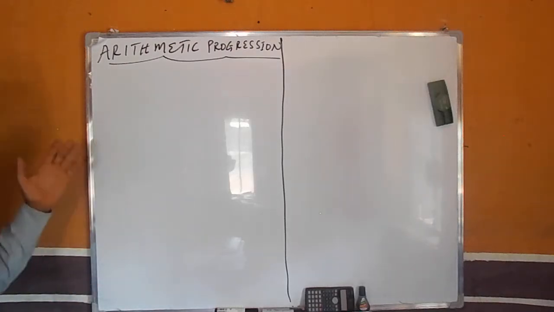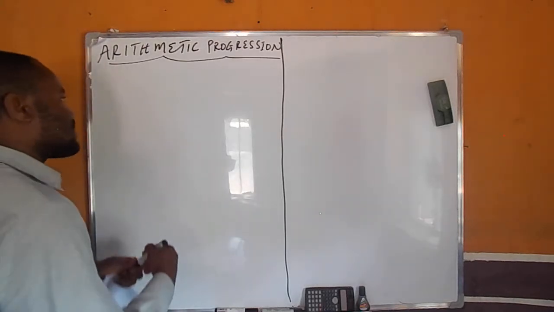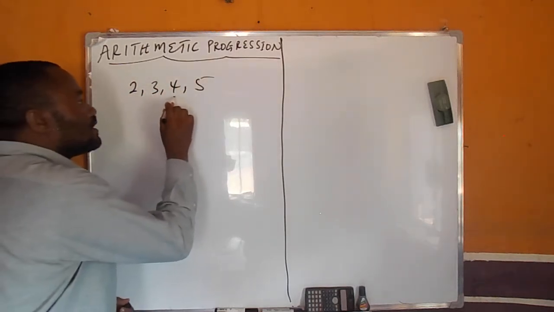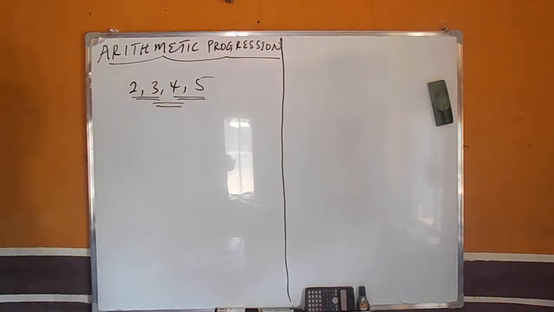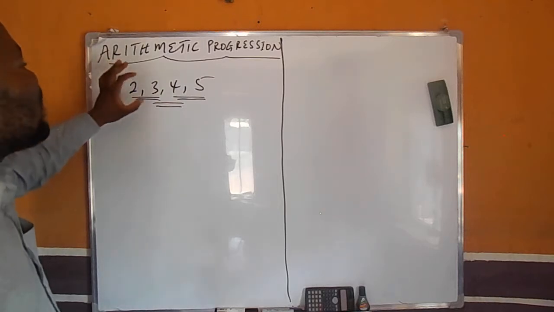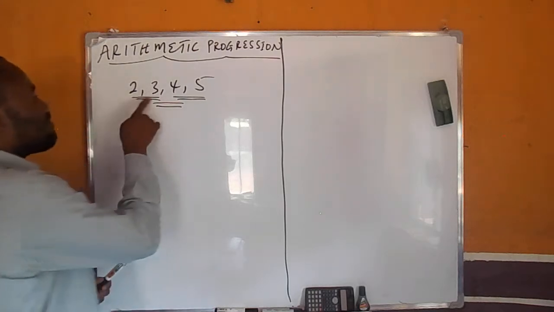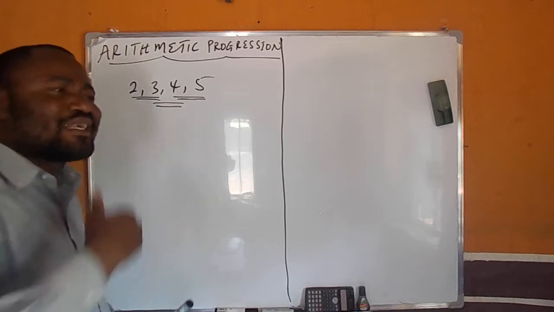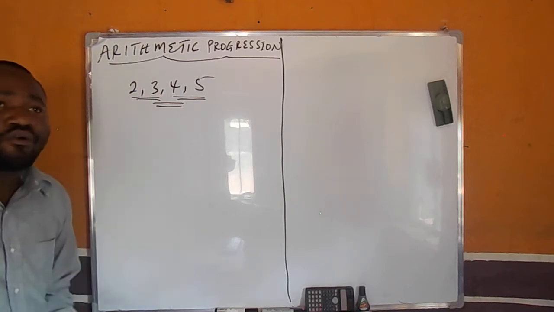Arithmetic progression is also known as a linear sequence. In a linear sequence, the two consecutive numbers, for instance 2, 3, 4, 5, or 6, this is two consecutive numbers. The two consecutive numbers will either increase or decrease in the same way. Note that it is not the case that one increases by 2, the next by 3, and the next by 4. No, they increase by the same figure, by the same value. That is what makes it an arithmetic progression.